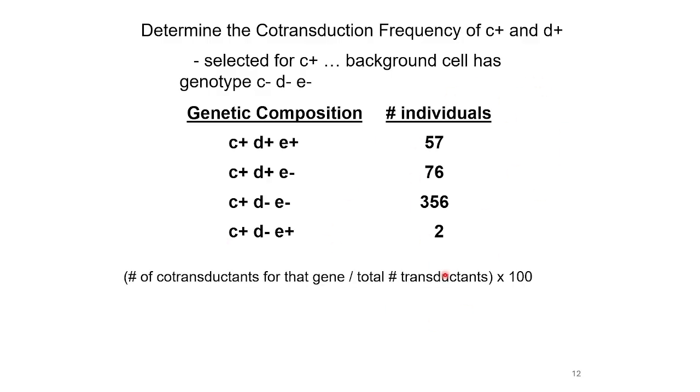And so from this kind of information, we can go ahead and count up all the individuals that we see. We count up the number of co-transductants for the genes that we're looking for, say, C and D, if that's what we're interested in. You add up those two numbers, 57 plus 76, and you divide it by the total number of transductants, the total number of individuals. In this case, it just happens to add up to 500. So you find out what that proportion is. If you multiply by 100, that gives you a percentage, and that's going to tell you the percent of co-transduction. That number is going to be lower if C and D are farther from each other.